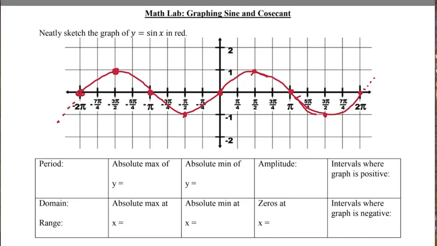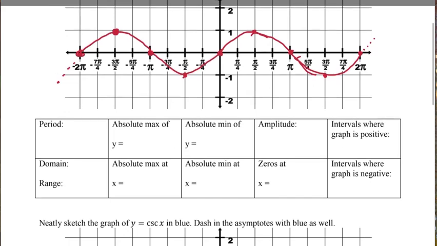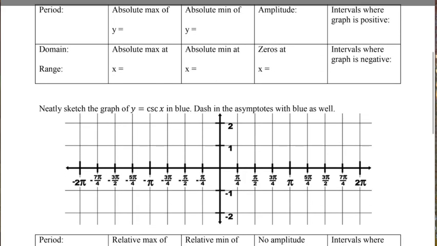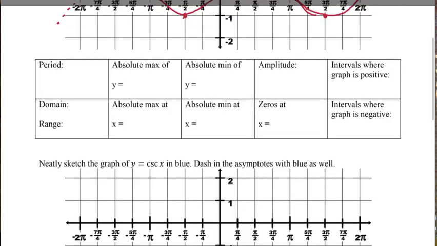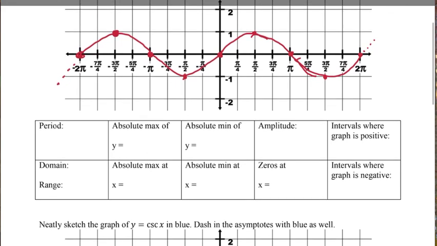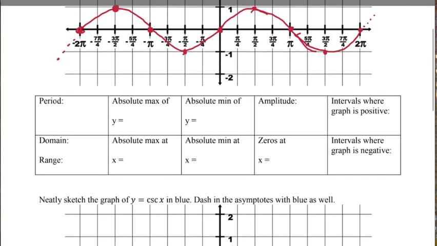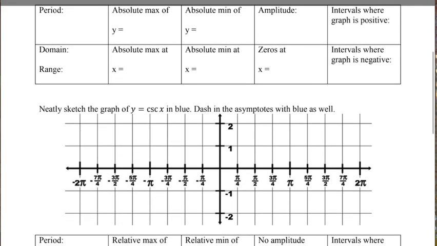So what we're going to do now is graph the cosecant graph. To do this, we want all of the locations where sine is 0, because the reciprocal of that becomes an asymptote. So we know that sine is 0 at 0, negative pi, 2 pi, and so on. So now we will have asymptotes at those locations: negative pi, negative 2 pi, pi, and positive 2 pi.